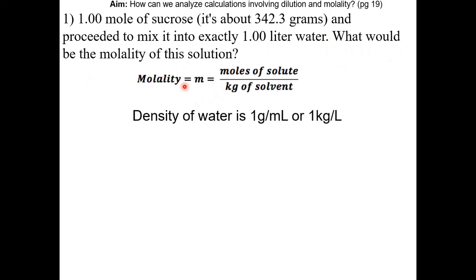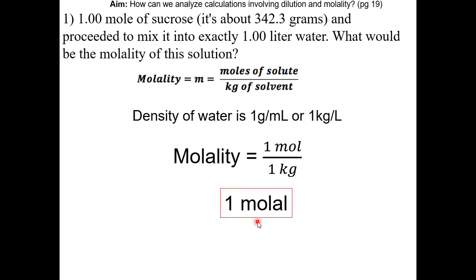Let's look at the first question. We have 1 mole of sucrose that was mixed with 1 liter of water. What would be the molality of the solution? So we've got to use the equation. We know the density of water is 1 gram over milliliter, or 1 kilogram over liter. Therefore, we have 1 kilogram of water. So the molality is 1 mole over 1 kilogram, which is 1 molal.